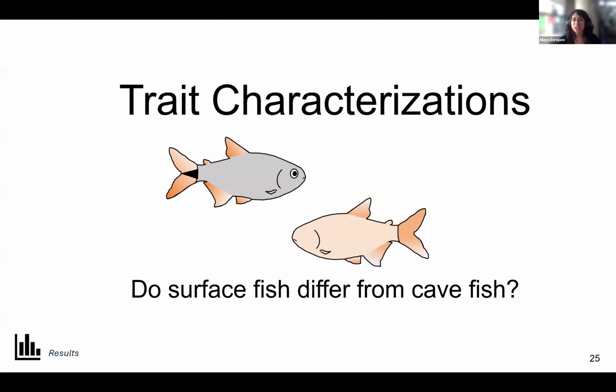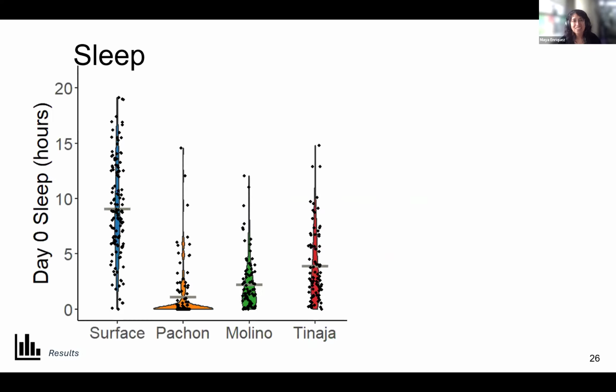For our trait characterization, we first want to establish, though it's been done before, that surface fish do differ from cave fish. Were we able to find that? Thankfully, yes. Here I have our starting parental populations. We have our surface, and then we have our 3 cave populations. As you can see, surface sleeps around 10 hours on average versus cave, which are way less.